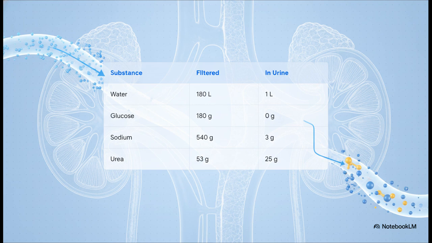And look at the glucose. 180 grams get filtered, but in a healthy person, there is 0 grams in the urine. None. Because the body completely reabsorbs it. It perfectly highlights just how hard those tubules are working.